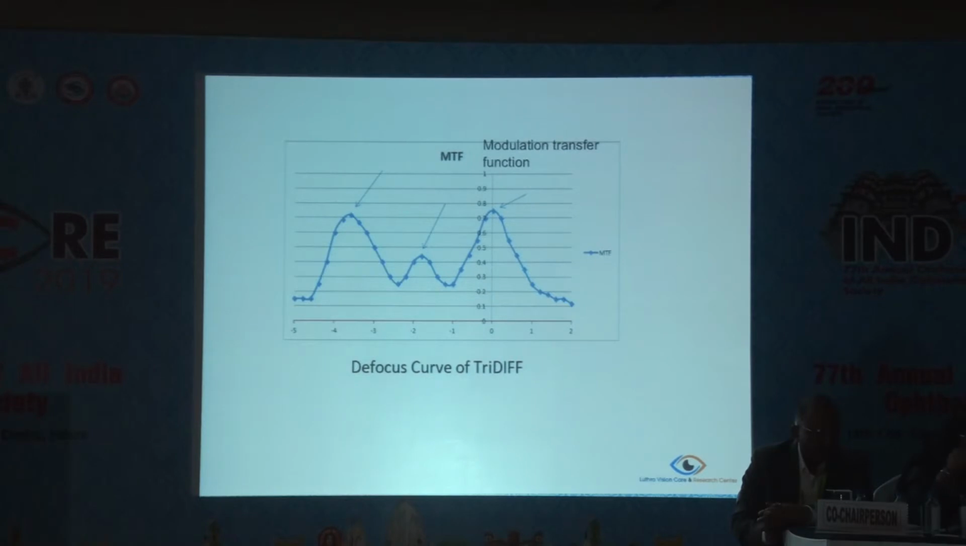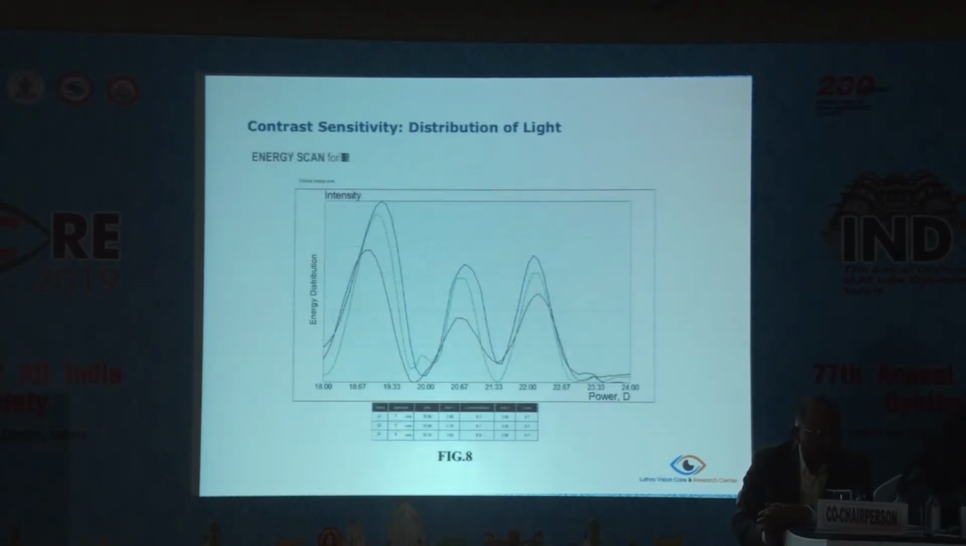This is the MTF, the defocus curves for all the three different dioptric corrections available. This is the contrast sensitivity energy scan for the three different pupillary apertures for 3, 4 and 5 millimeters. You can see the three humps, which looks pretty impressive.